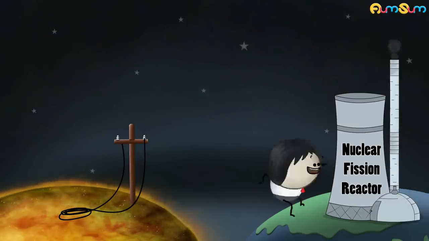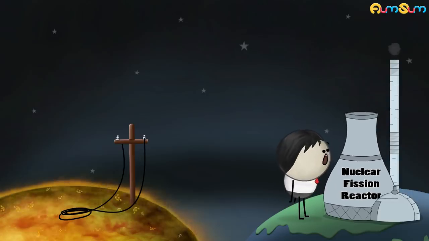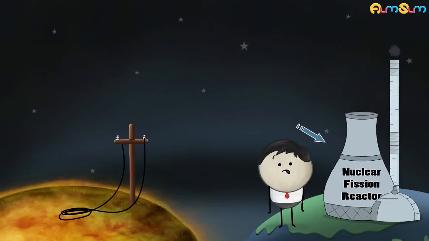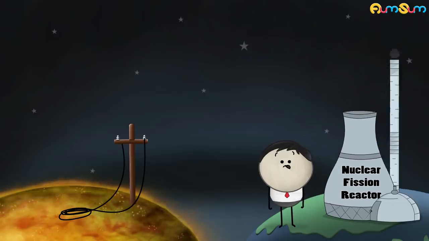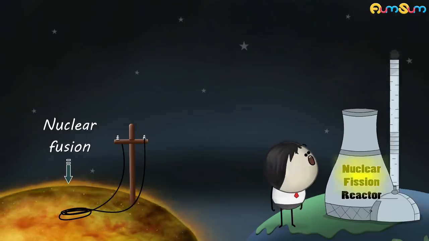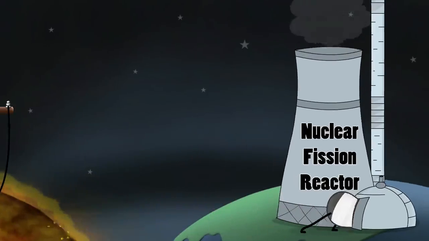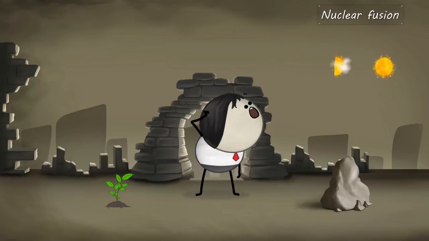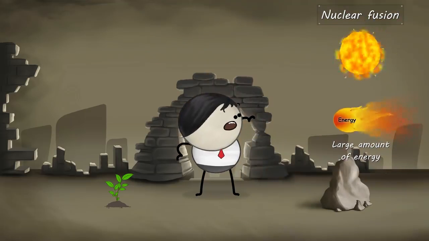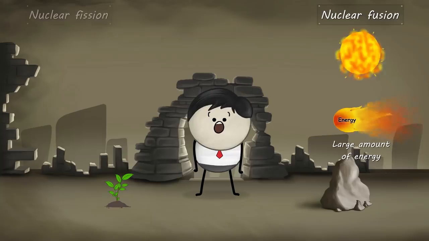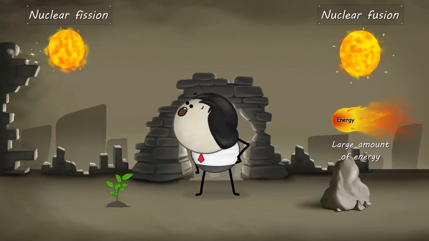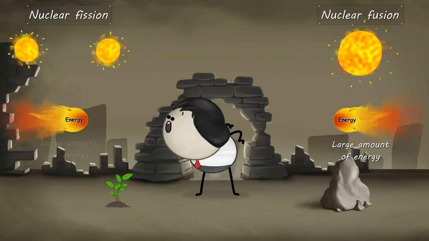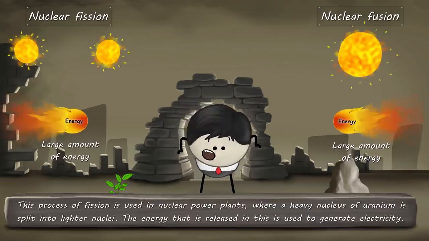Hey, but we're already producing electricity with the help of nuclear fission. So why do we require nuclear fusion? For this, you need to first understand the difference between nuclear fusion and nuclear fission. As we already know, nuclear fusion is the fusion of two lighter nuclei with the release of a large amount of energy. The exact opposite process happens in nuclear fission. Here, a heavier nucleus splits into two lighter nuclei, releasing a large amount of energy.